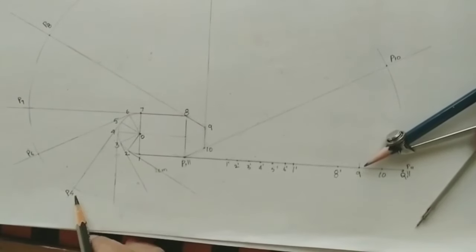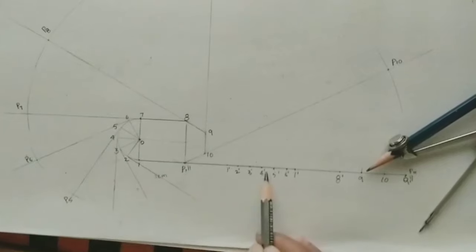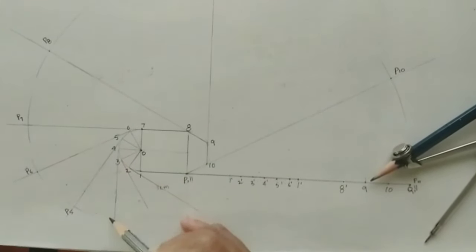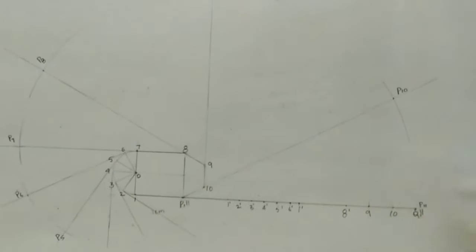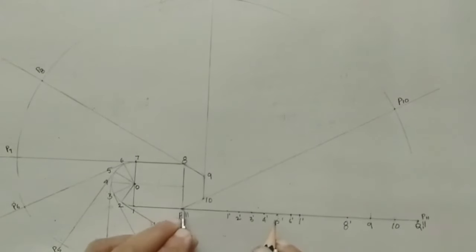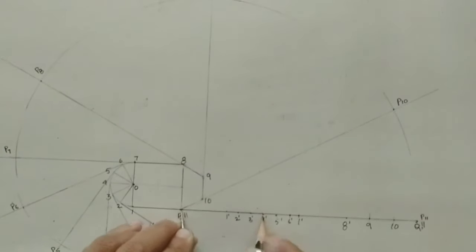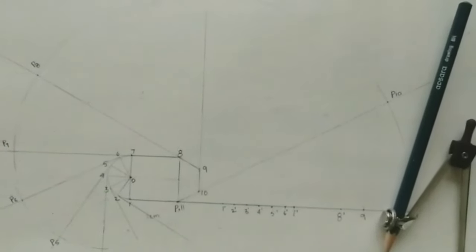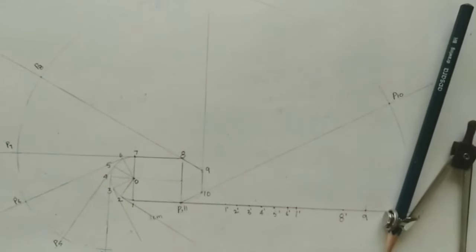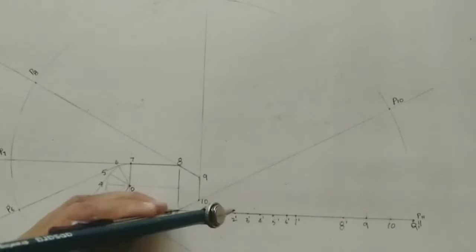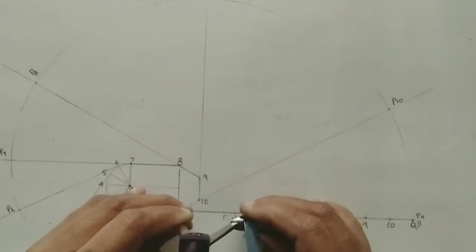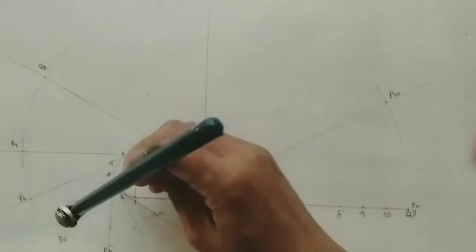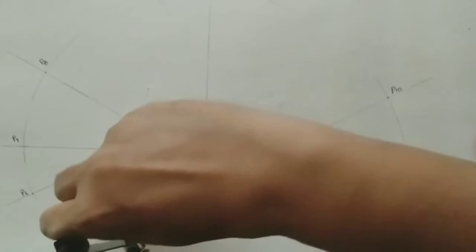After getting P5, take P4. Mark on the 4th tangent, which is passing through 4. By using compass, take P4 length, mark on the 4th tangent. 4 as center, do an arc. Take that point as P4. After P4, take P3, mark on the 3rd line, 3rd tangent. Take P3 length by using compass. Okay, mark on the 3rd tangent. 3 as center, just do an arc.